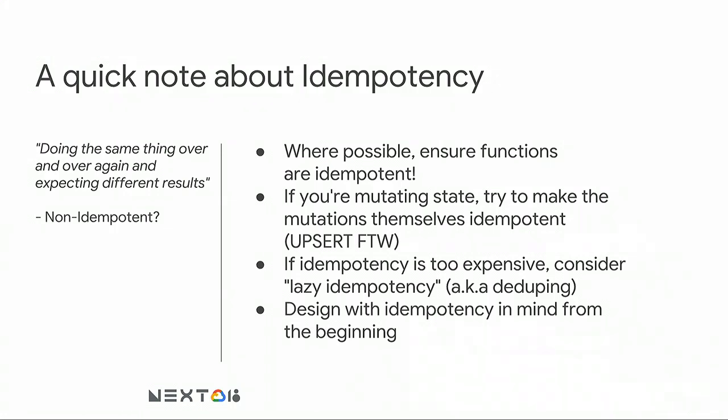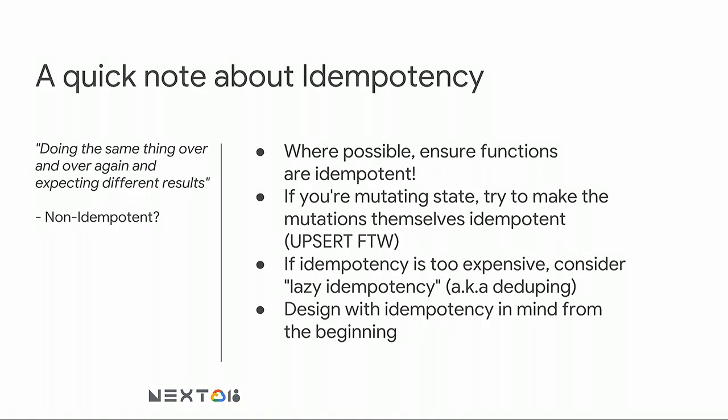Okay, last point, idempotency. I have a quote there, which is often attributed to Einstein. I'm not sure if he actually said it. Doing the same thing over and over again and expecting different results. Was he talking about idempotency? I'm not sure. So idempotency is when I perform some operation, and no matter how many times I perform that operation, the outcome doesn't change. It changes the first time and then doesn't change thereafter.